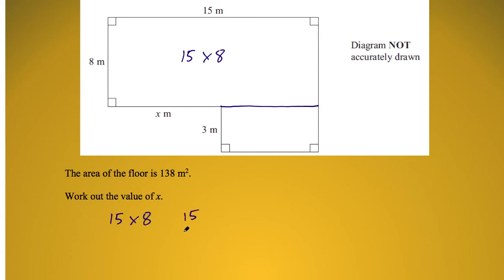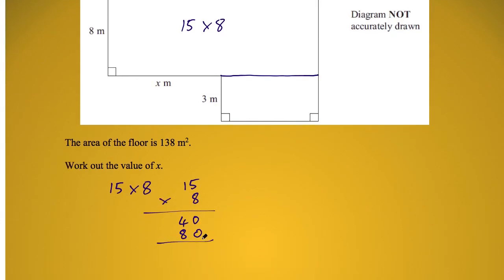Let's do that as column method. 8 5s are 40. Always put the 0 in. 8 times 1 is 80. 8 times 1 is 8. So 40 plus 80, we get 120. So that big rectangle is 120 meters squared.